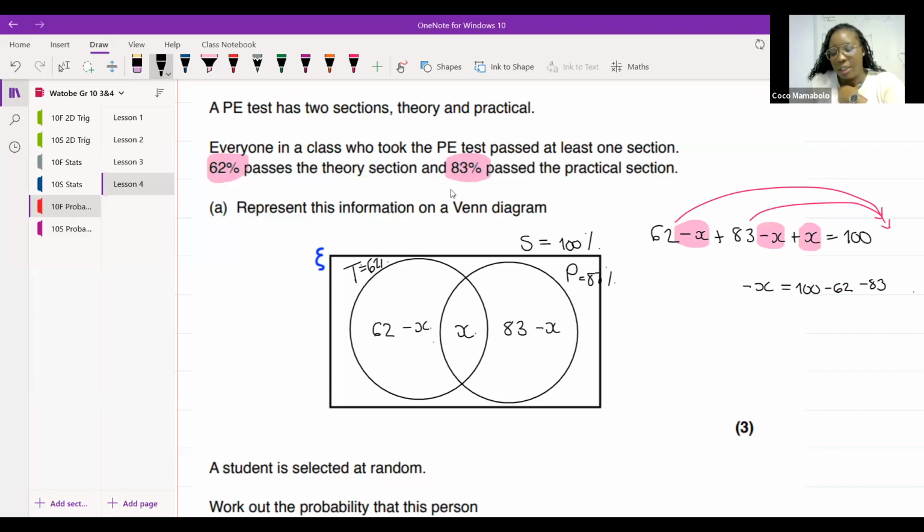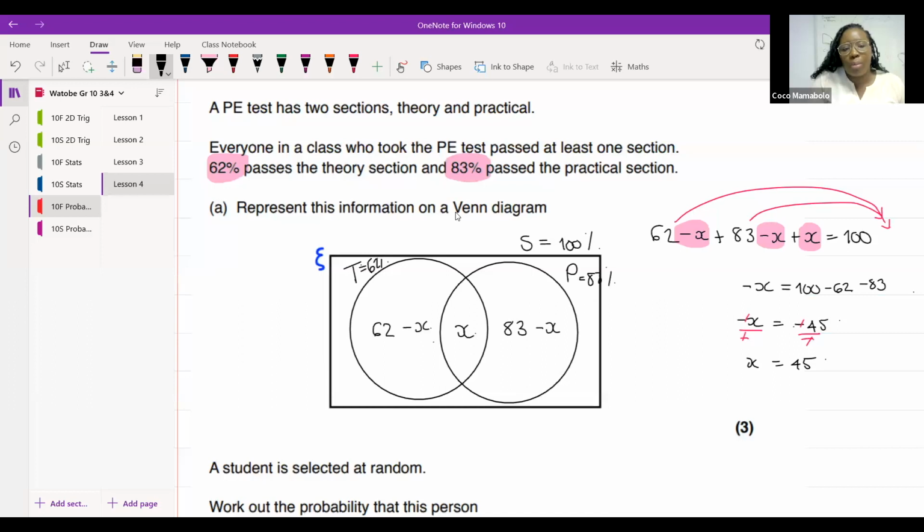So negative X is equal to, now I've got 100 minus 62 minus 83. What is that going to give me? Negative X is equal to how much? Negative 45. Correct, negative 45. And then I don't want negative X, I want X. So I'm going to divide by negative, divide by negative. So X is equal to 45. Beautiful, good.